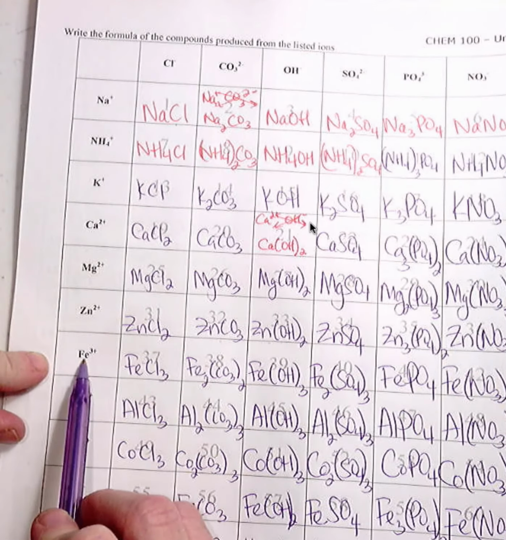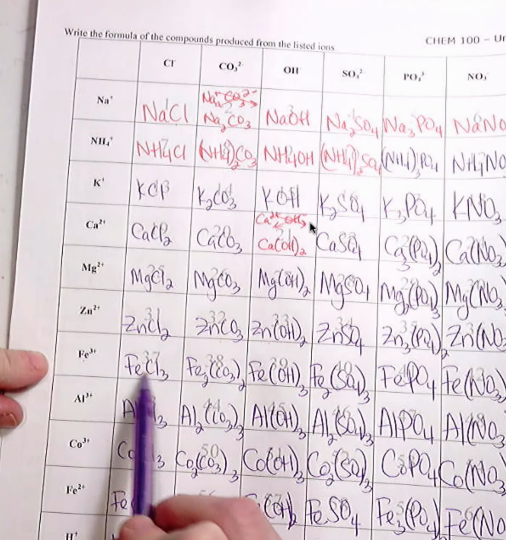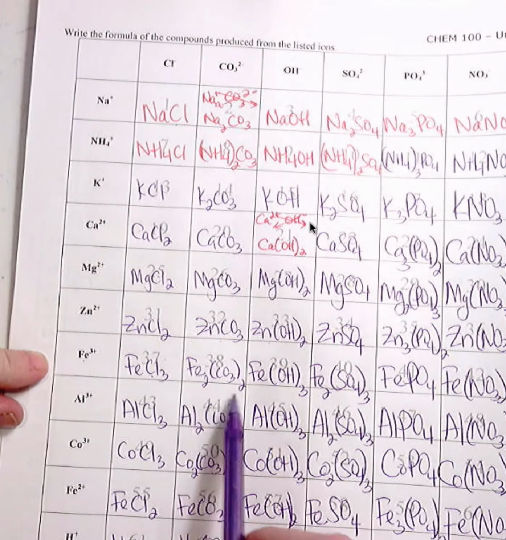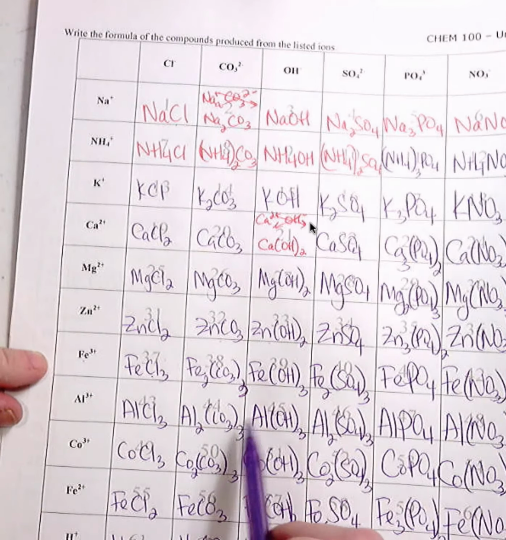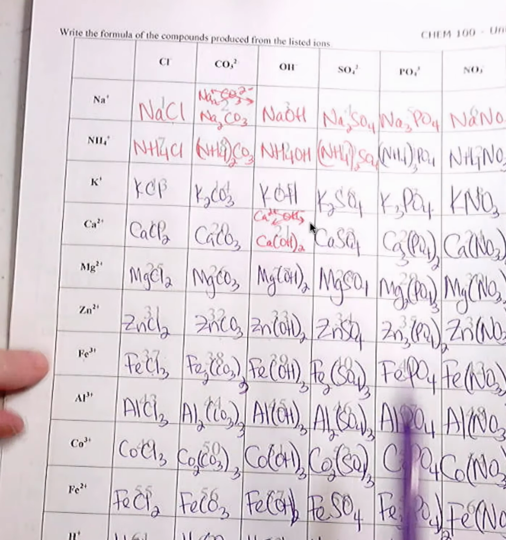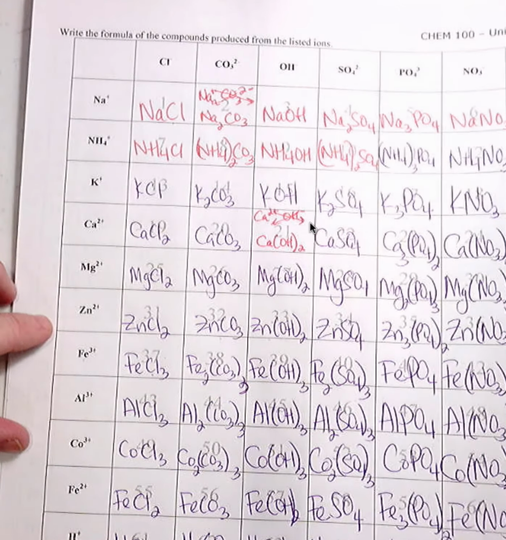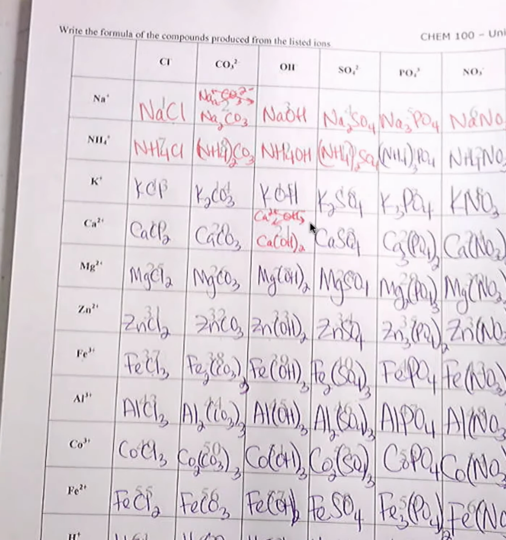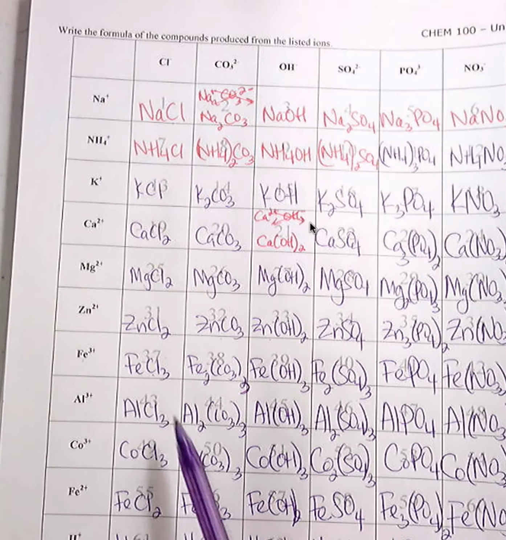All right, iron 3. This one has more than one charge, so you need to put Roman numerals. So 37 is iron 3 chloride, 38 iron 3, it should be a 3, carbonate, 39 iron 3 hydroxide, 40 iron 3 sulfate, 41 iron 3 phosphate, 42 iron 3 nitrate. Got another error. Good thing we're going through these, right?